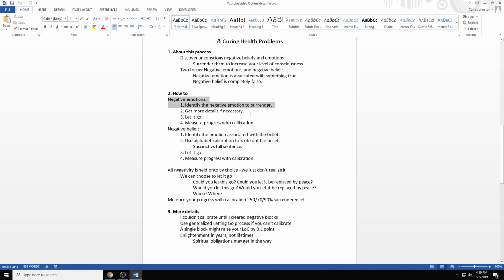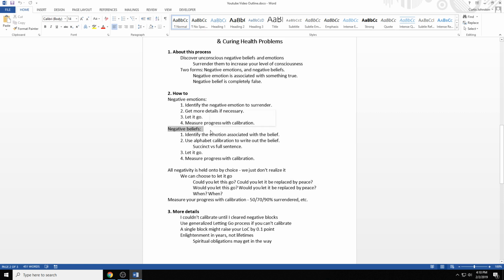So that's negative emotions. You just identify the negative emotion and ask if you have enough information to surrender it. If you don't, just ask questions, or rather make statements, and test if they're true or not until you realize enough details, and then surrender it using the three-question process or whatever letting go process you prefer.